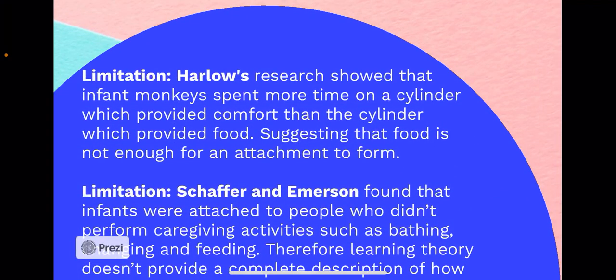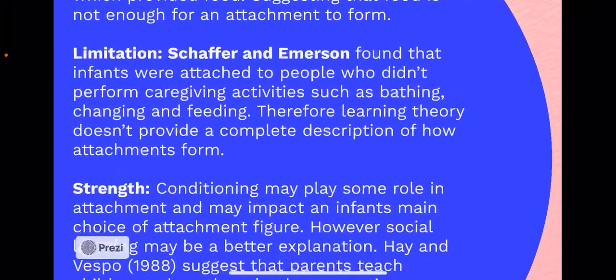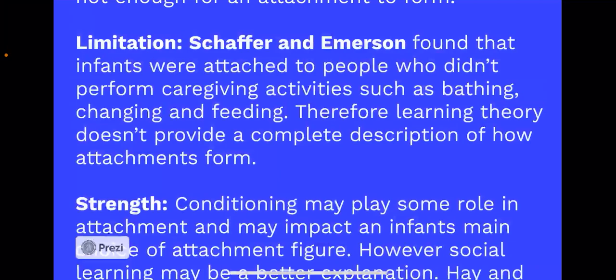We have some evaluation points for learning theory. So the first evaluation point is a limitation. So Harlow's research, which we've discussed in part 1, showed that infant monkeys spent more time on the wire monkey with comfort than the wire monkey that provided food. So this suggests that food is not enough for an attachment to form. So comfort is also important, and operant conditioning does include the idea of comfort. The secondary drive and classical conditioning mainly focus on the role of food in forming an attachment, but Harlow's research suggests that food isn't the key thing with regards to forming an attachment.